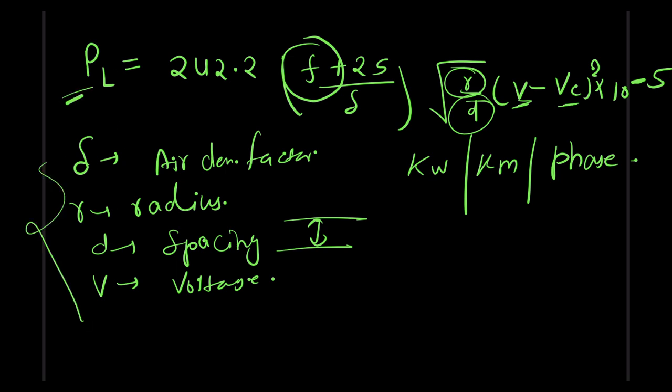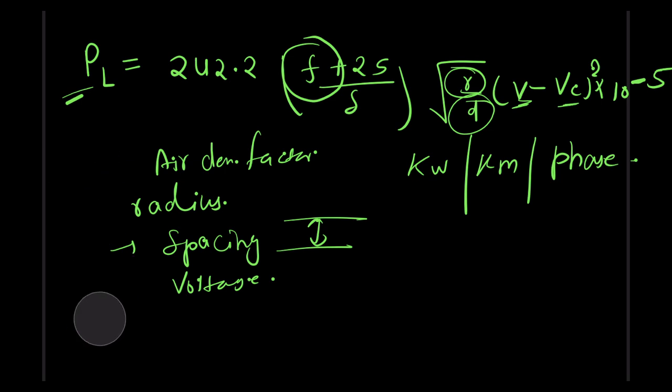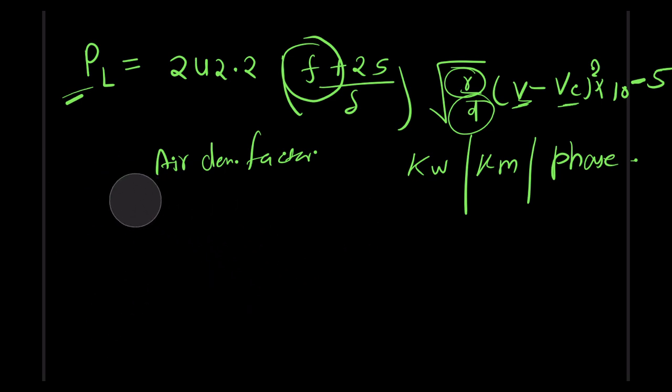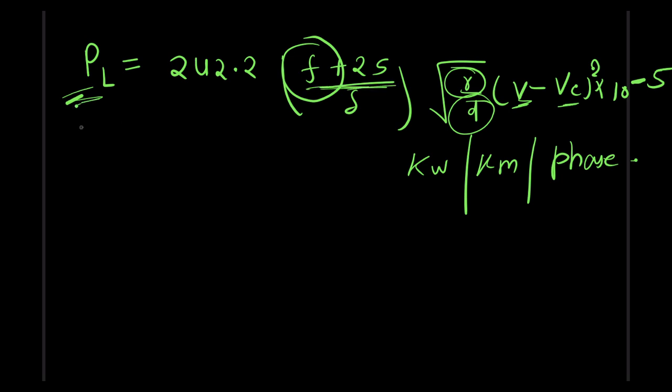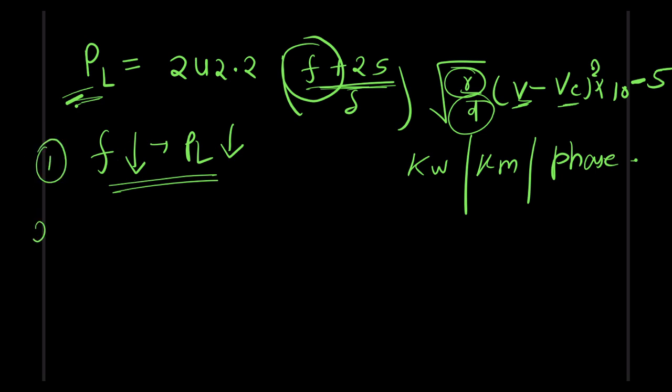Now we will understand on what factors corona depends and how we can reduce the corona loss. First one: if we look at this formula carefully, we will find that power loss PL is directly proportional to f plus 25. So if the frequency of the line is reduced, then the power loss will also be reduced. So to reduce the corona, frequency can be reduced. This is the first result.